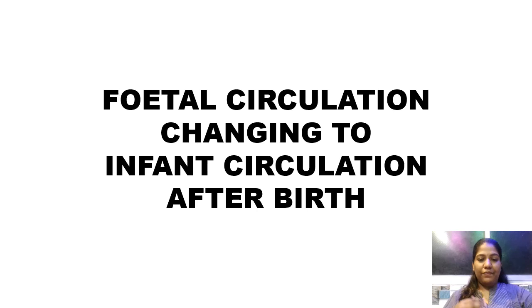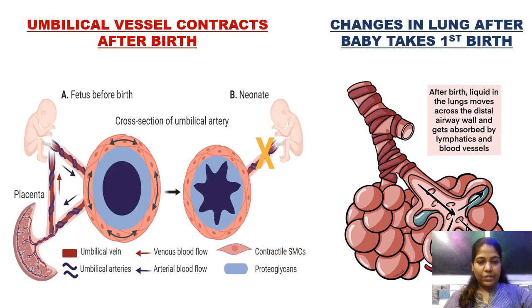So after birth, what happens to fetal circulation? As soon as after birth, the umbilical vessels will start to contract. The tunica media will have contraction, so that will narrow the lumen of the umbilical vessels. So one is placental resistance will go off. Another, the backflow of blood from the fetus to the placenta will be stopped because of this mechanism. And also, after the first cry, when the baby takes its first breath, the alveoli which has fluid will be replaced by air.